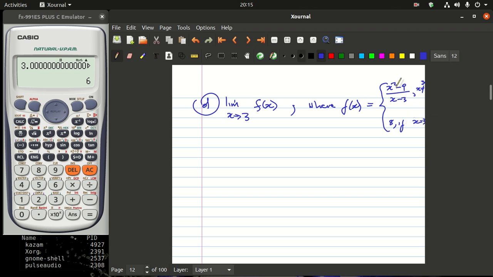So this one here is only defined when x is not equal to 3, and if x is equal to 3, the output is going to be 8. So when x is not equal to 3, y is equal to this whole thing. When x is equal to 3, y is equal to 8. That's the meaning of this piecewise function. Now, we want to evaluate the function as x approaches 3.